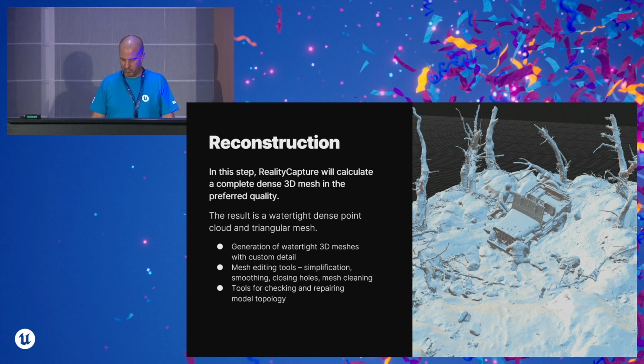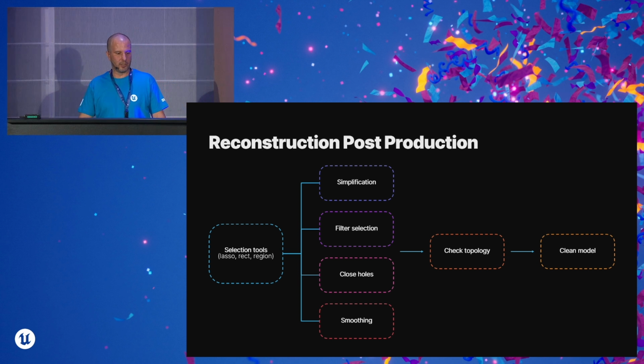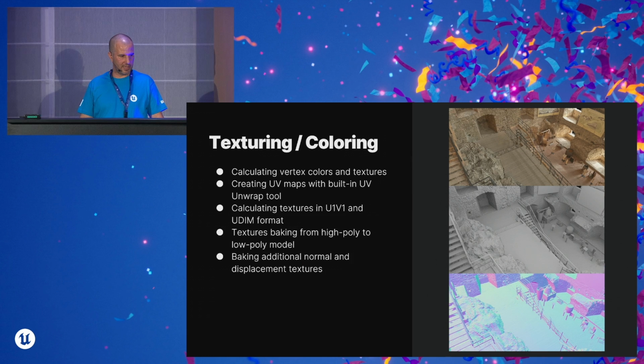Okay, and yeah, we have tools for checking and repairing the model topology and cleaning it up and closing holes. So yeah, this is basically how it works. Once you've got your model, we have a lasso tool, so you can select triangles and delete them. Yeah, and you can smooth, simplify, then check topology and clean the model, so you get a nice model by the end of it.